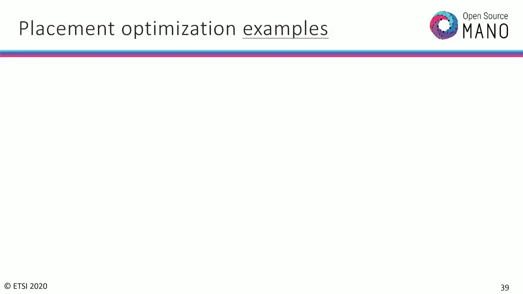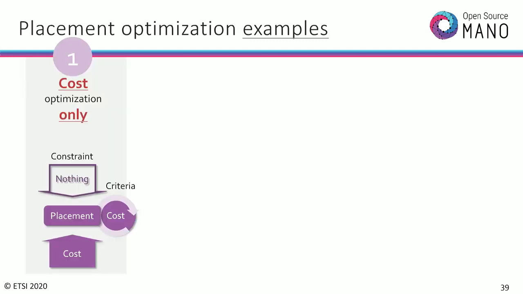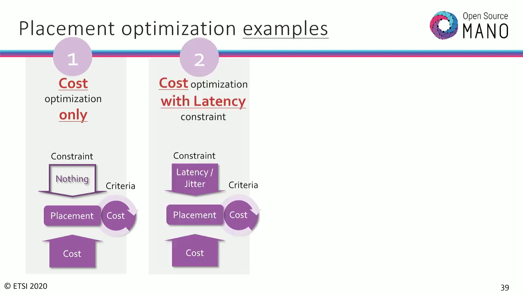And of course, we can think about a number of different examples of how optimization could work. So the first thing is we don't give anything as a constraint input, then it will be a cost optimization only. So try to put it where it's cheapest, basically. But the key point is that it considers both the transport aspects as well as the compute costs. The second thing, of course, is we give some constraint. Then it would be cost optimization taking latency constraints, in this example, into account.